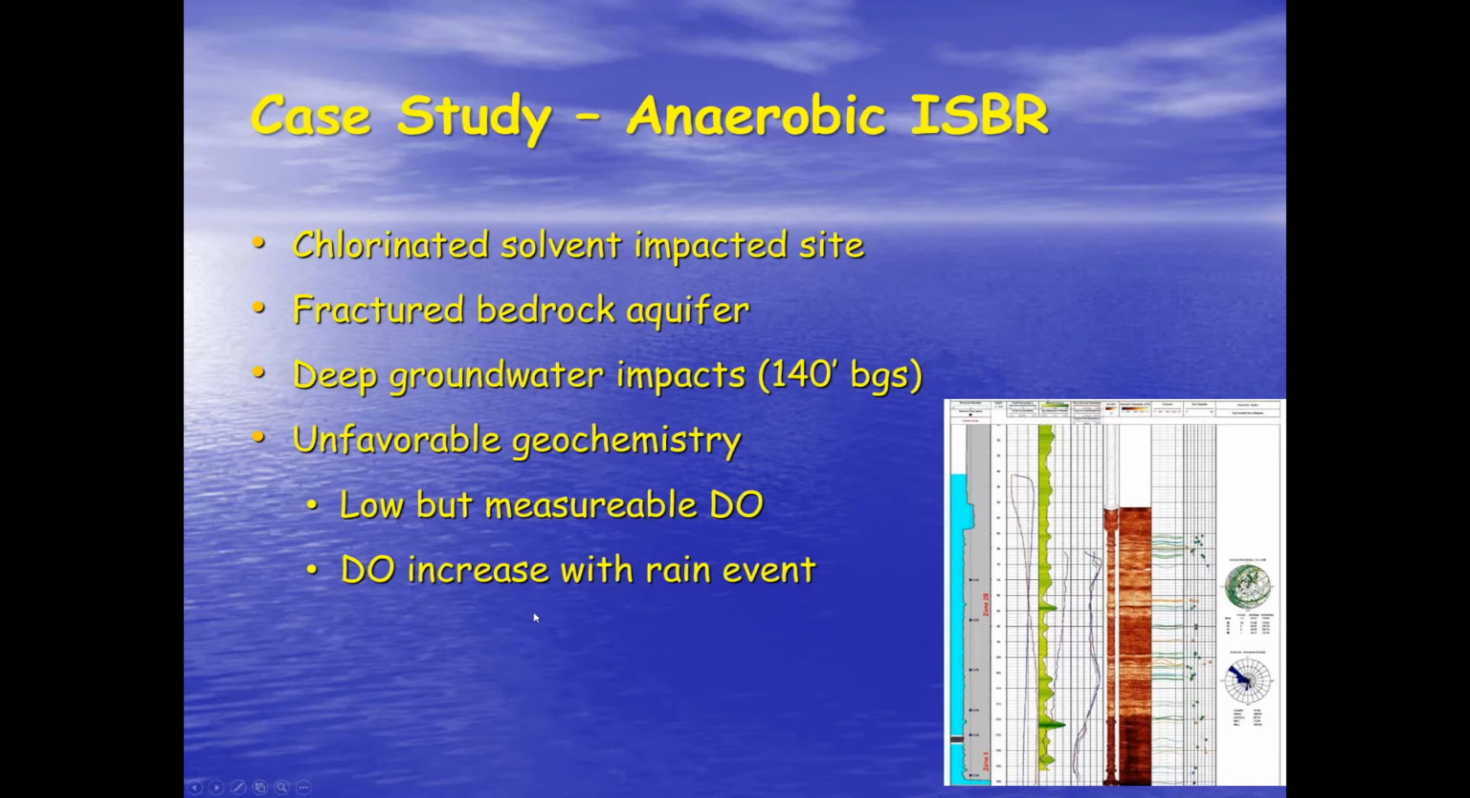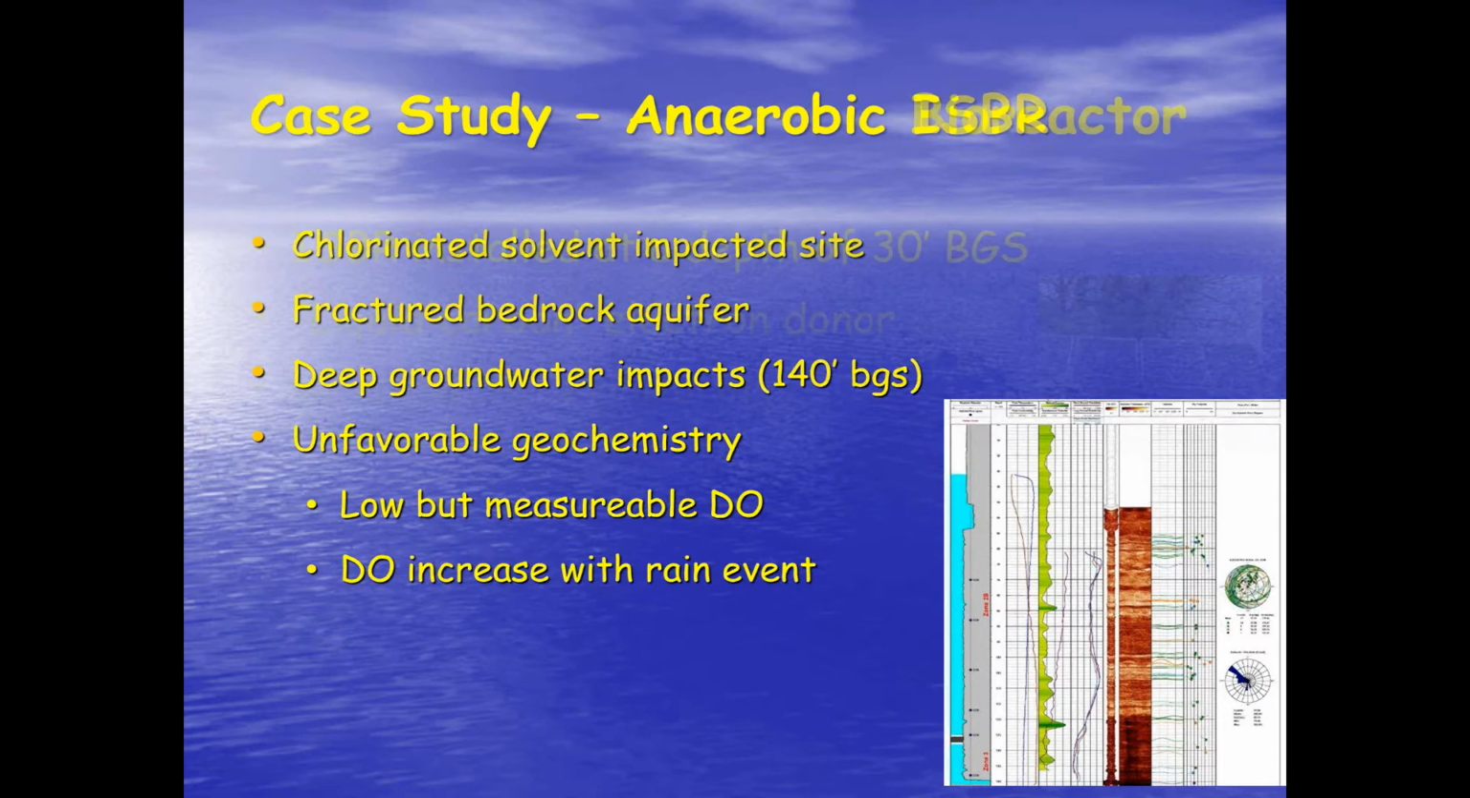This particular case study was a particularly difficult one. It was a chlorinated solvent impacted site. It was a fractured bedrock aquifer. Very deep groundwater impacts. We had a water column about 140 feet high. The geochemistry was relatively unfavorable for an anaerobic application, in that the DO was fairly low, but anytime there was a rain event, we got these spikes in the dissolved oxygen concentration.